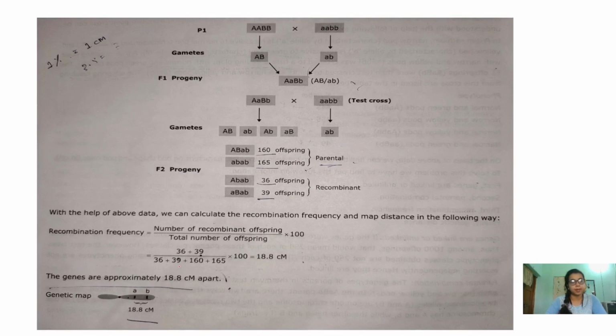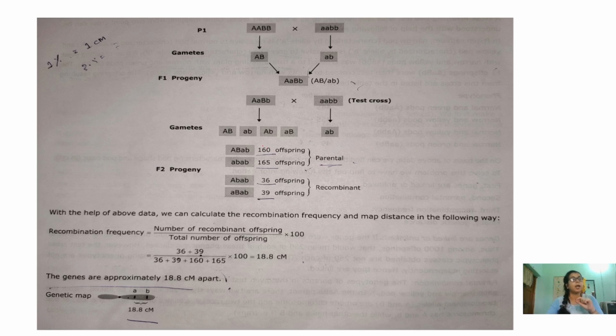Next, moving on to an example so that you get a clear picture of how to calculate the gene map distance. Suppose the two parental combinations are given, that is capital A capital B, capital A capital B and small a small b, small a small b. When you make a cross, you get the F1 progeny, as this is a normal Mendelian cross, and then in the F2 generation you get the following progeny. The numbers are 160, 165, 36, and 39. So you get a total of 1000 offspring.